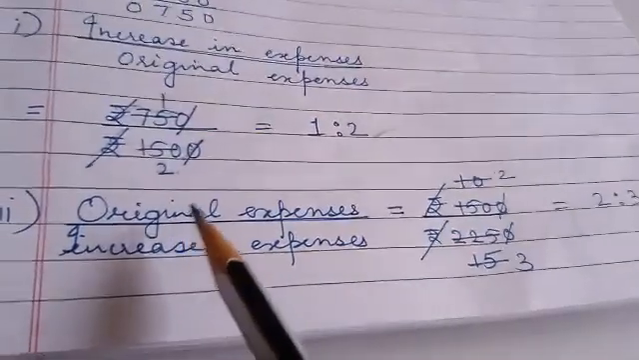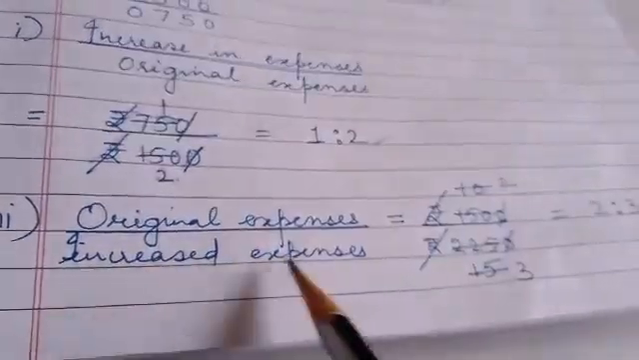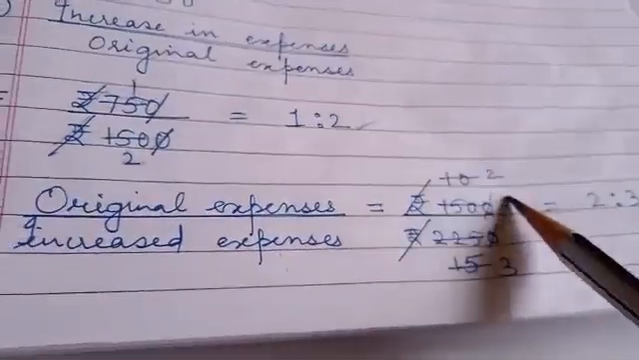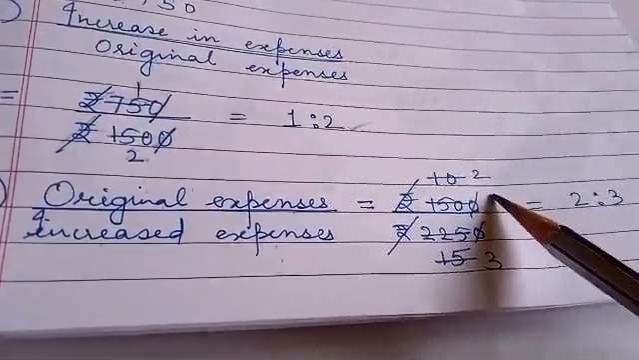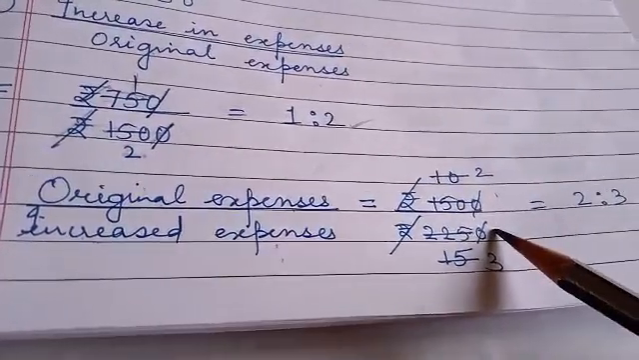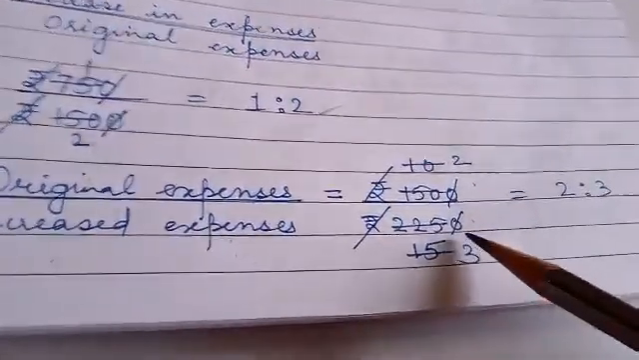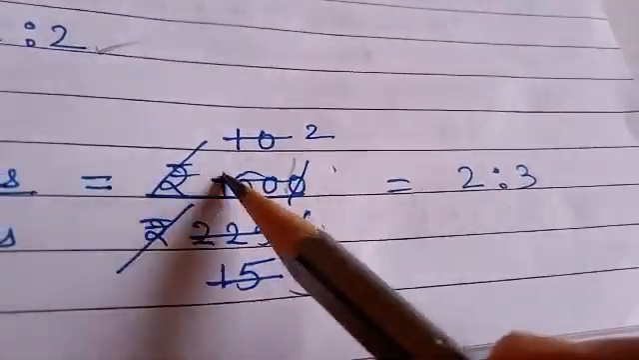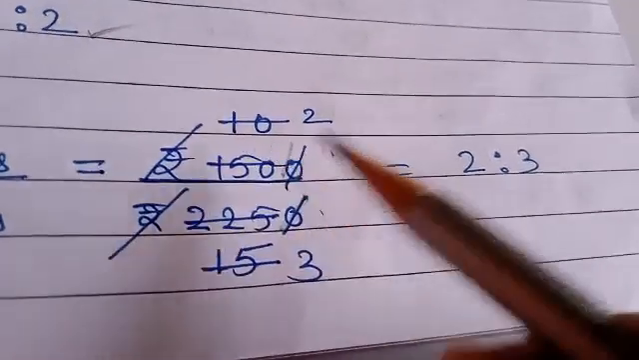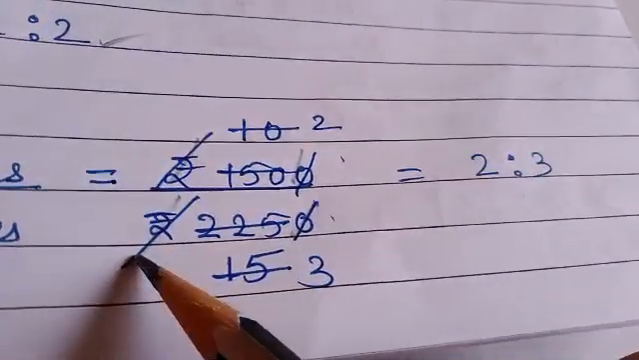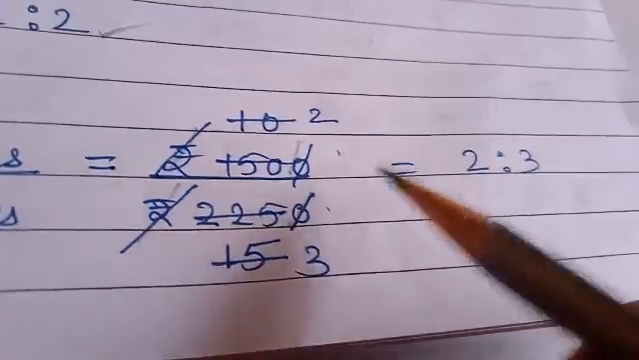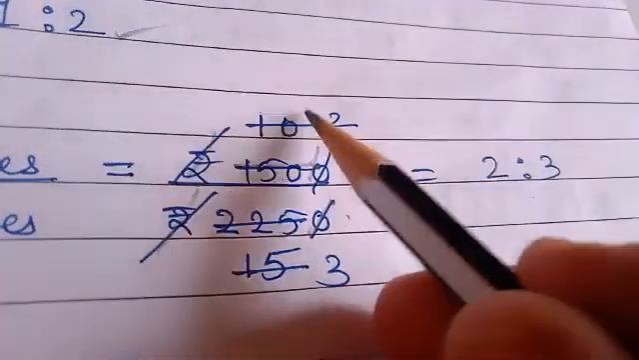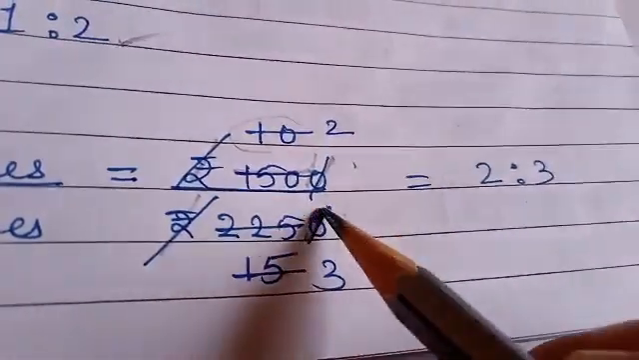Okay. Now next is original expenses to increased expenses. So original expenses upon increased expenses. Original expenses were rupees 1,500 and now it is 2,250. That is increased expenses is 2,250. So 0 with this 0 gets cancelled. 150 upon 225. So rupees with rupees gets cancelled. So I have used the table of 15 here. See, this 0 with this 0 has got cancelled.